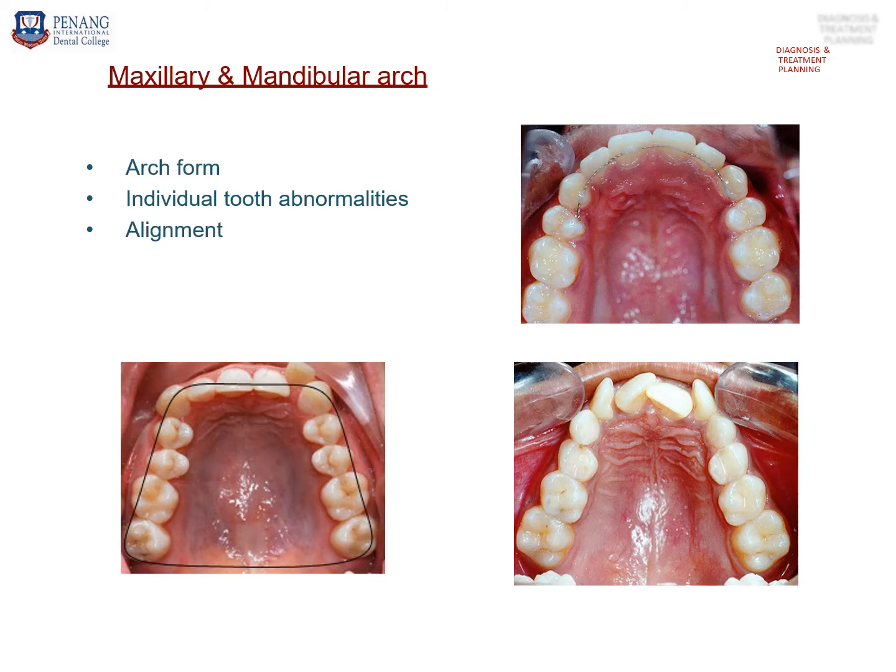Maxillary and mandibular arch. Okay, so when you see maxillary mandibular arch, it is important to write what kind of arch form it is and if there is any individual tooth abnormalities. If so, write which tooth and what type of abnormalities. If it's a rotation, if it is a spacing, if it's the alignment. Yes, so you have to write in detail.